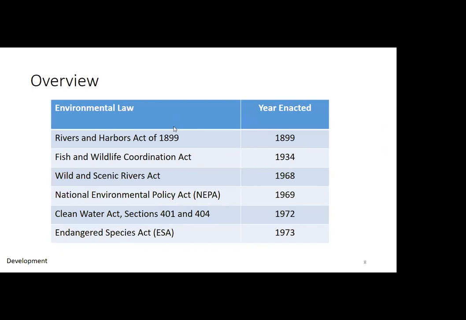In 1972, Clean Water Act sections 401 and 404 were passed by Congress. Under section 401, the states make sure that federal permits issued under section 404 comply with their water quality standards, and we'll get into more detail on what these two sections of the Clean Water Act require. And then finally, there's the Endangered Species Act of 1973, which protects species and tries to prevent them from going extinct. Next slide, please.